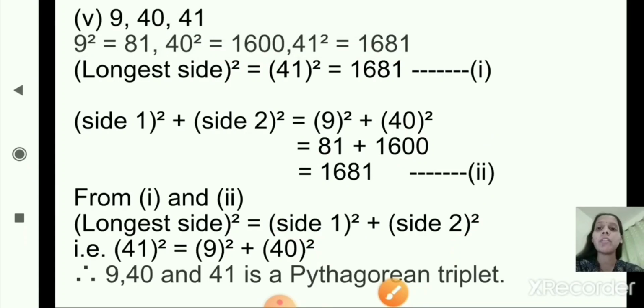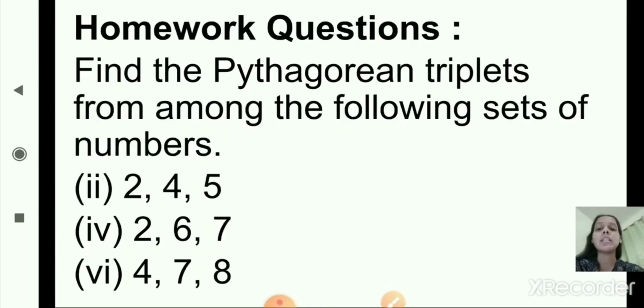Hope you are clear with these questions. Okay, now write down the homework sums. These are the homework questions. Please write down these questions in your notebook and you will solve these sums in your classwork. Find the Pythagorean triplets from among the following sets of numbers. In the same way I just explained, you will solve these sums.